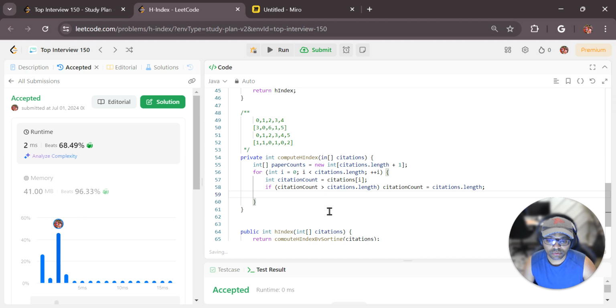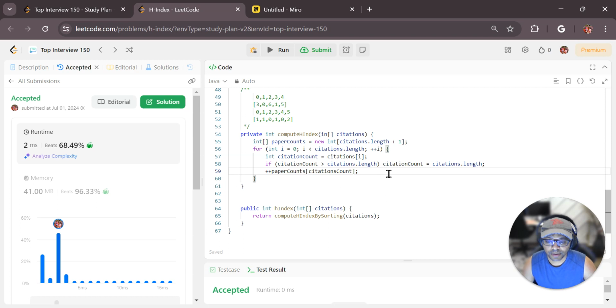Now we have the exact number of citations for a specific paper. So what we need to do is increment the number of papers with that many citations. We go to the paperCounts array, at the citationCount index, and add to that. Actually, my convention is to do the plus before; you could do it the other way, it doesn't matter. So ++paperCounts[citationCount]. I think that sets up our array very nicely.